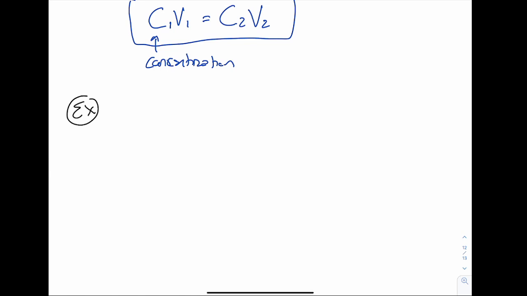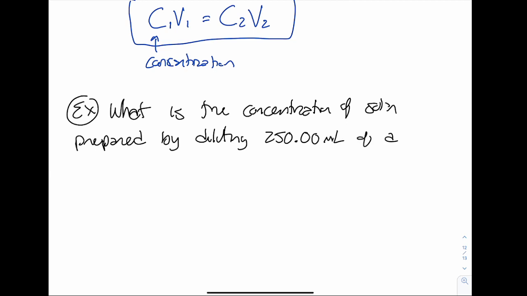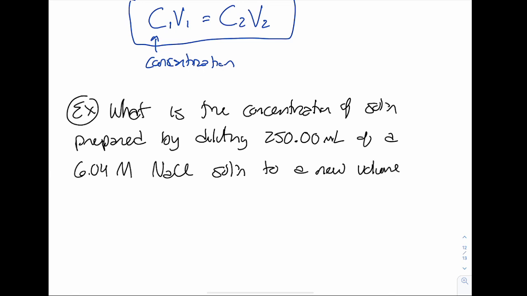An example for us. So what is the concentration of a solution prepared by diluting 250.00 milliliters of a 6.02 molar sodium chloride solution to a new volume of 1.04 liters.